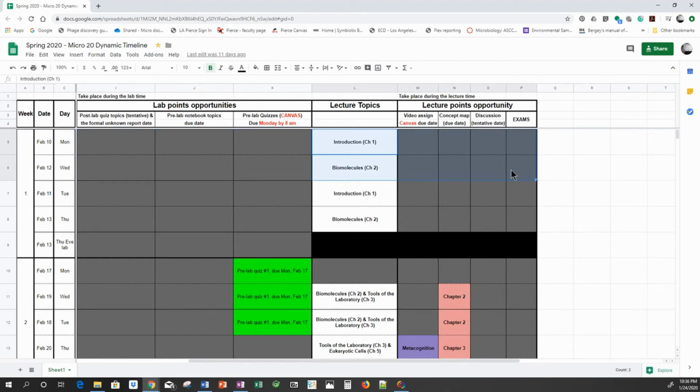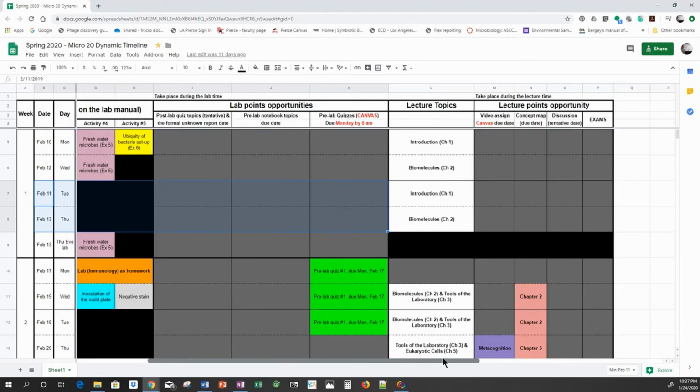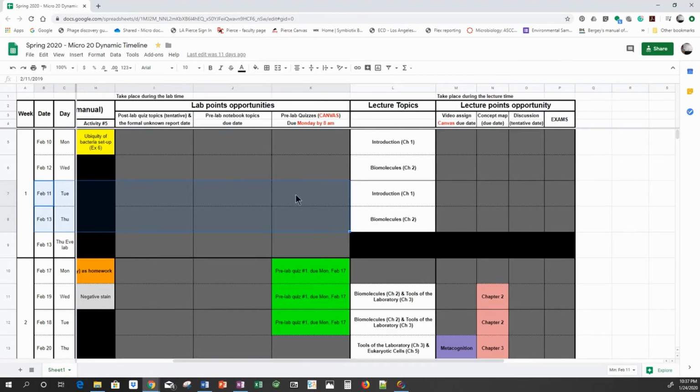Similarly, Wednesday lab, only look at Wednesday section of the lab, but then you have to take a look at Monday, Wednesday part of the lecture. Similarly, if you are on Tuesday, Thursday lab, then you have to look at both Tuesday, Thursday part of the lab as well as Tuesday, Thursday part of the lecture.